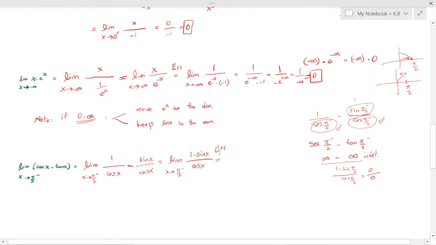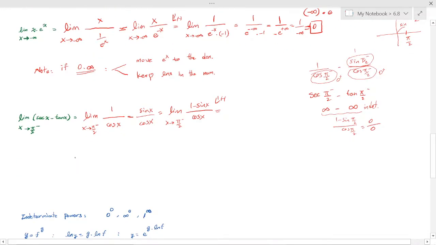If we apply the L'Hopital rule, this equals the limit of the derivative of the numerator divided by the derivative of the denominator. The derivative of 1 minus sine x is negative cosine x. The derivative of cosine x is negative sine x. Now if you replace pi half, we get negative 0 divided by negative 1, which turns out to be 0. So this limit of secant x minus tangent x turns out to be 0.